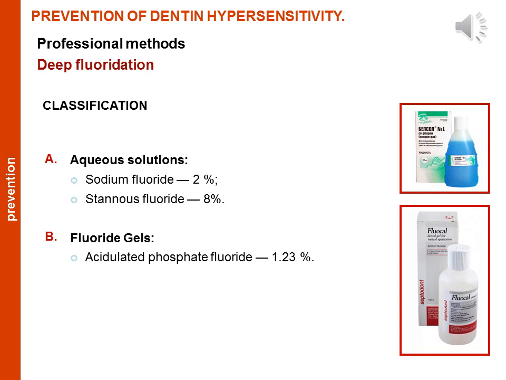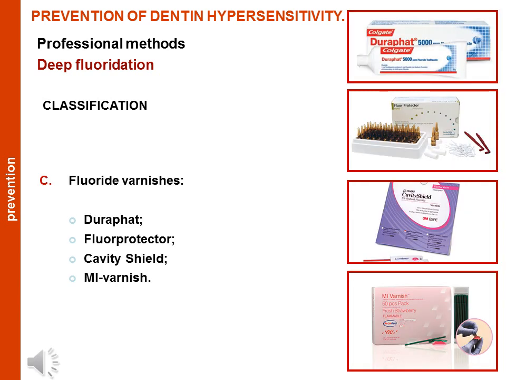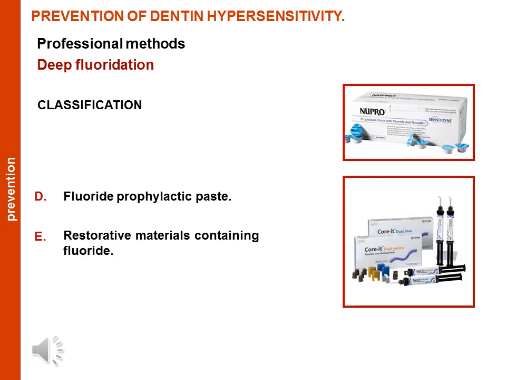Fluoride gels, acidulated phosphate fluoride 1.23%. Fluoride varnishes are Duraphat, Fluor Protector, Cavity Shield, MI Varnish, etc. Also we have fluoride prophylactic pastes and restorative materials containing fluoride.